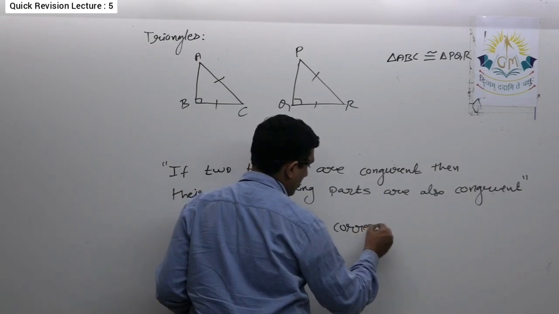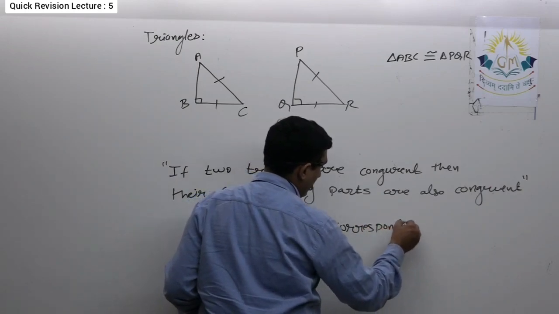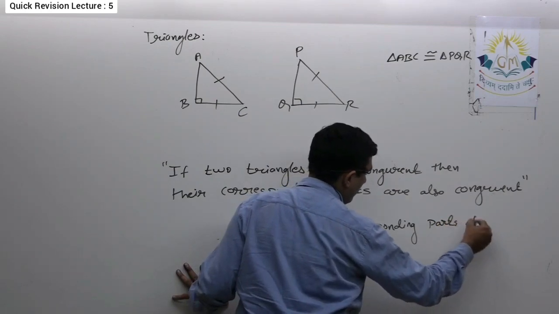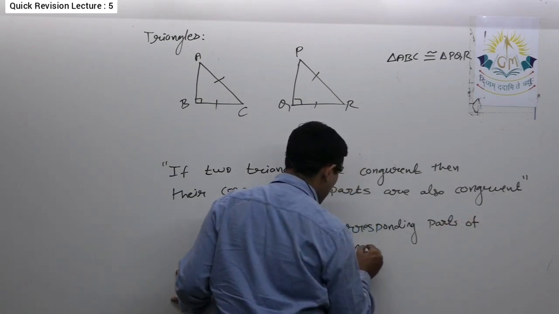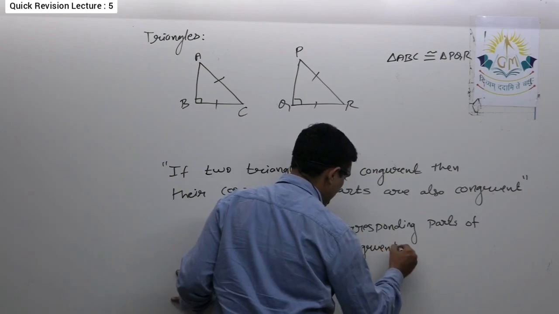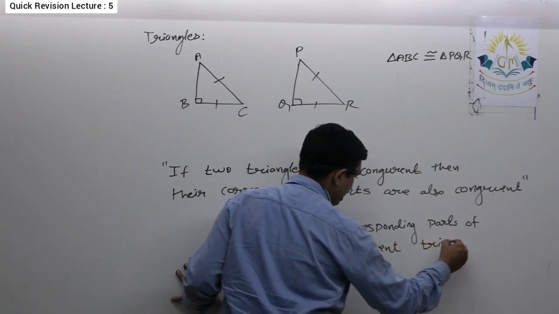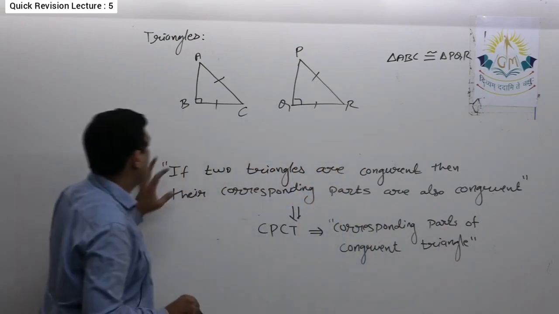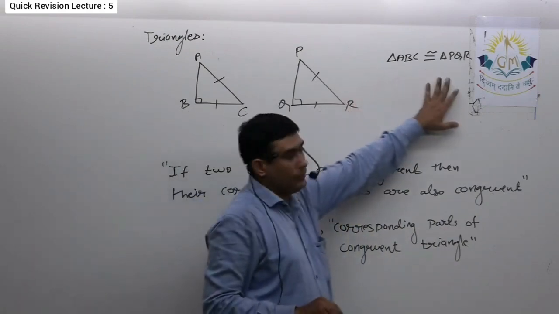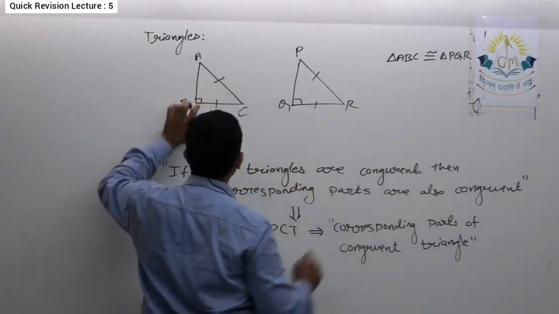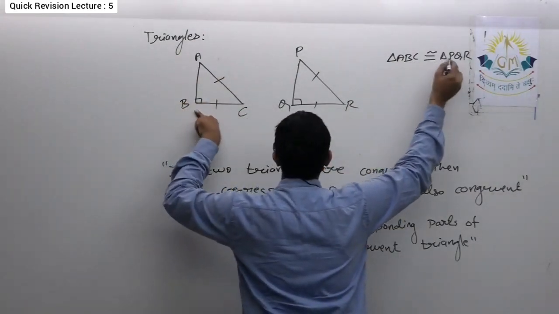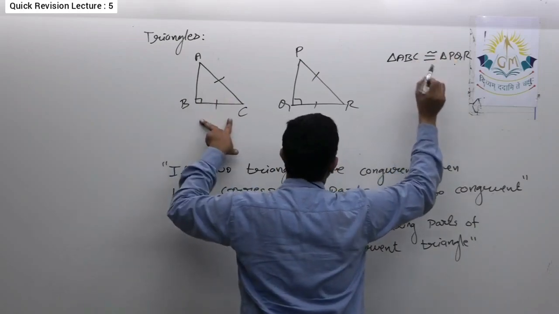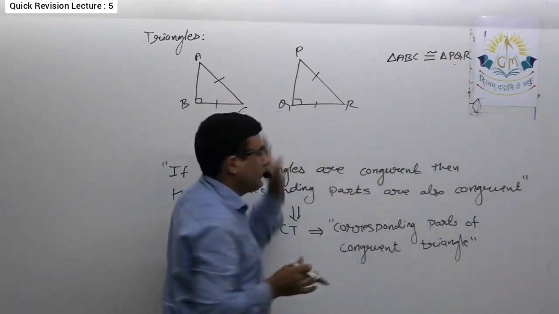corresponding parts of congruent triangles. Whenever we see, for example, here triangle ABC is congruent to triangle PQR, that means here we have angle B equal to Q, AC equal to PR, and BC equal to QR. So we have information about three parts.